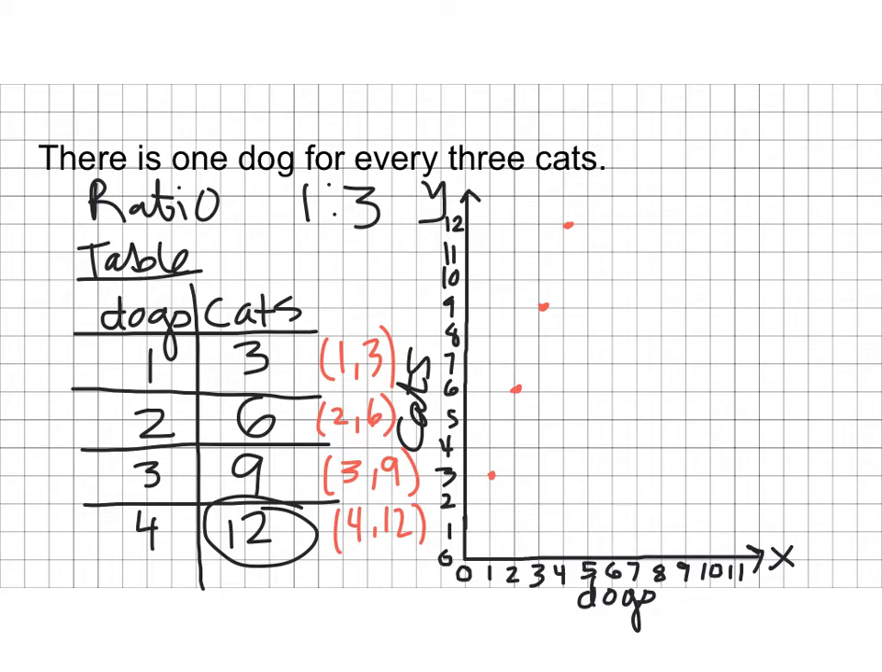So we aren't going to draw that line in at all. We're going to leave the points as they are because this is a discrete relationship.